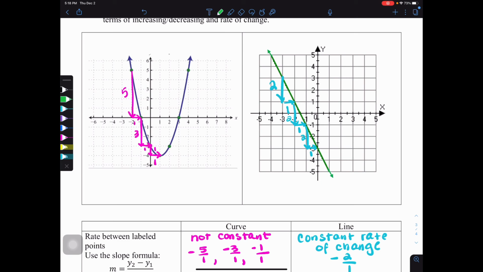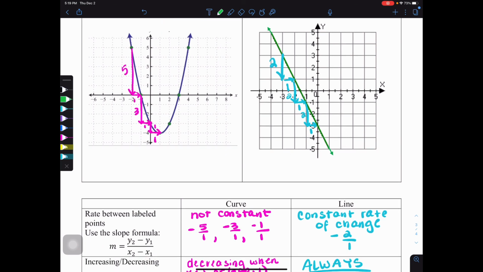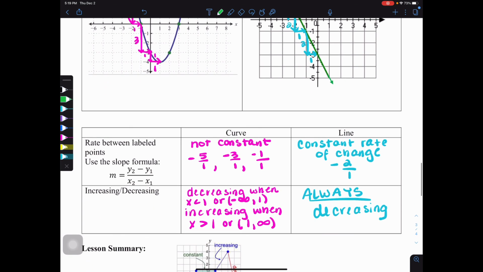On the left, you can see my rate of change is not staying constant. I went down 5 to the right 1, but then I only went down 3 to the right 1. So already right away, I know I don't have the same rate of change over and over again, which is why my graph is giving me this nonlinear shape. When I look at the graph on the right, every single time I went down 2 to the right 1, down 2 to the right 1, down 2 to the right 1, which means I have a slope of -2 that stays constant throughout that entire graph, which is why I have a straight line there. So when I go to compare the two, there's my answers for the rate of change. For the curved graph, it is not a constant rate of change. For the straight line, it is a constant rate of change.